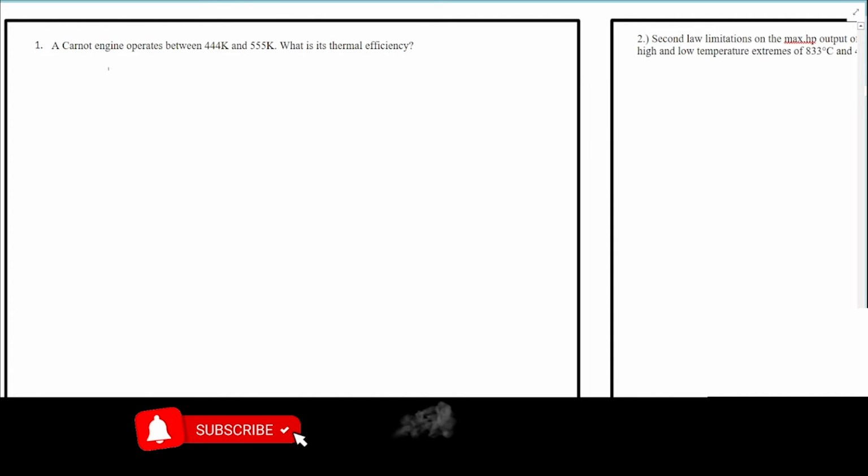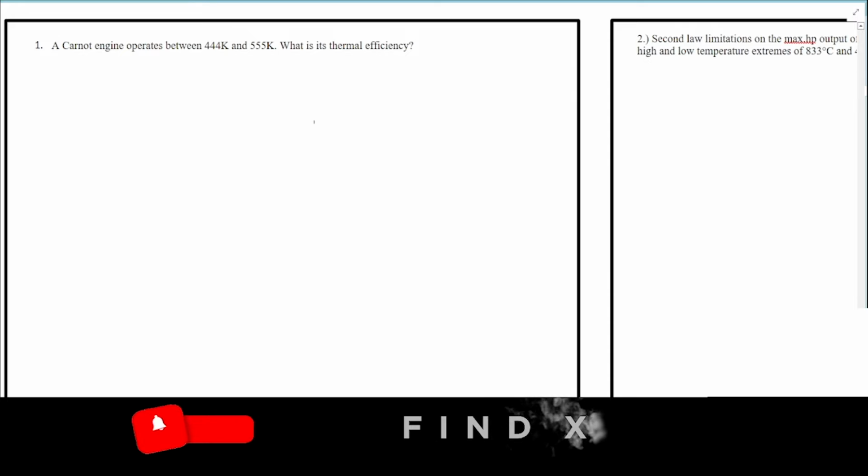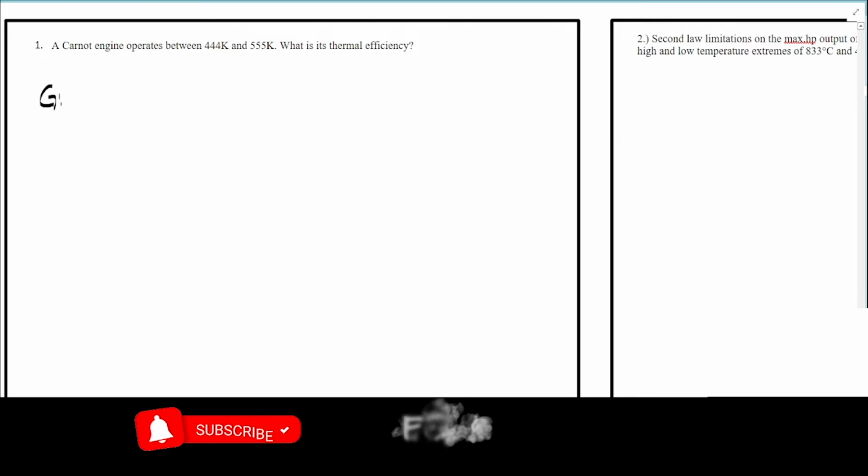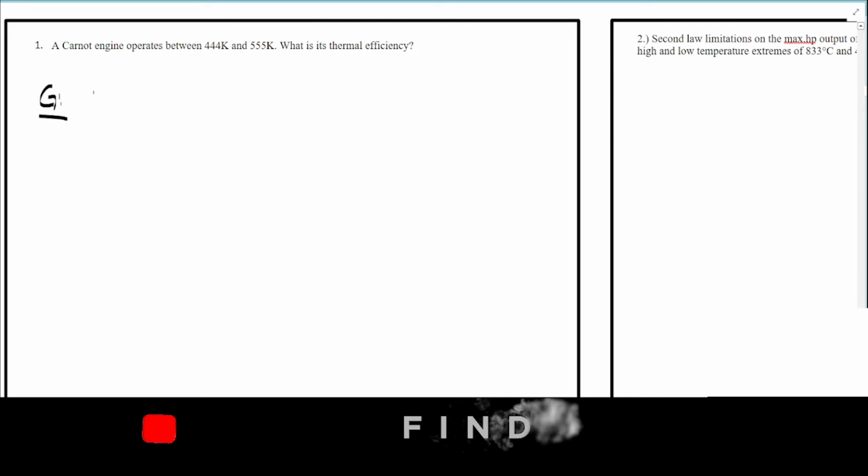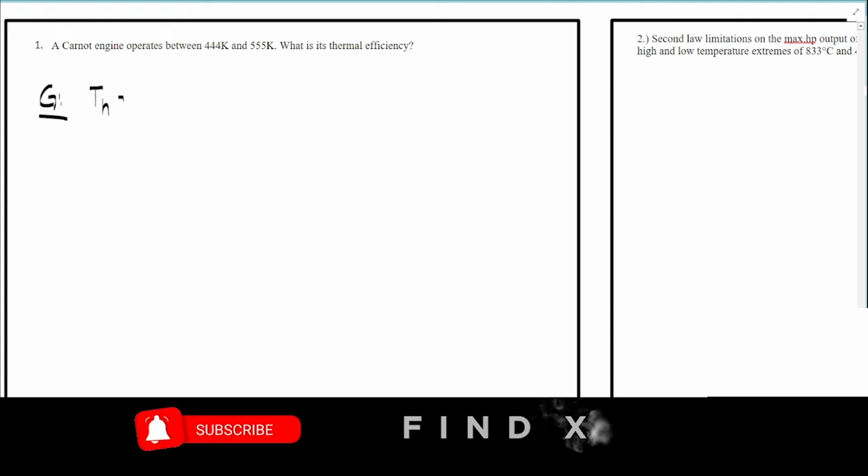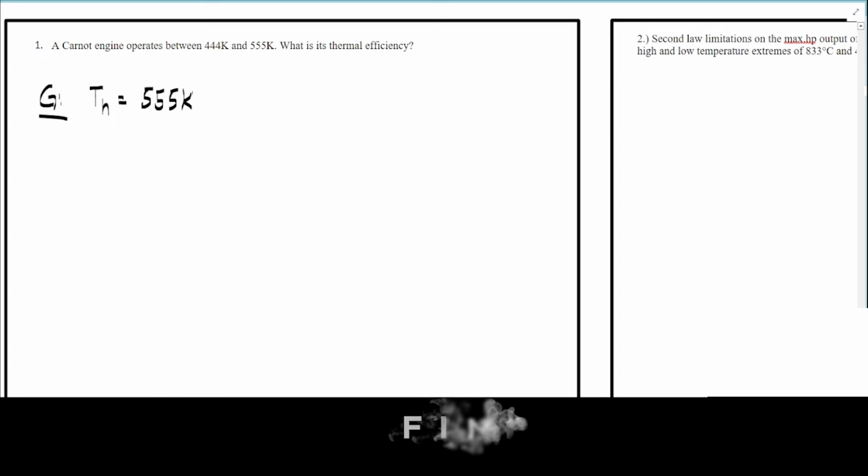Let's have our first example for this topic. A Carnot engine operates between 444 Kelvin and 555 Kelvin. What is its thermal efficiency? Okay, let's write down the givens first. We have here TL and TH, right? Of course, TH is the higher temperature, so we have 555 Kelvin. And for the TL, we have 444 Kelvin.